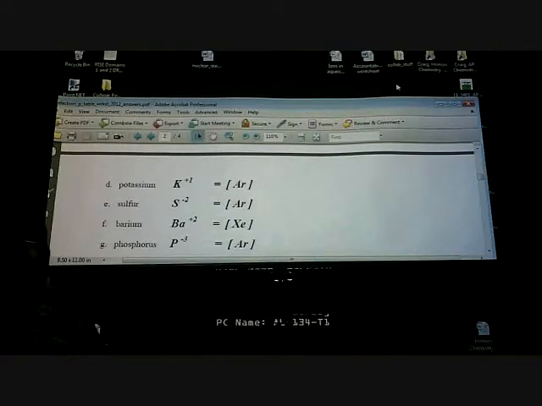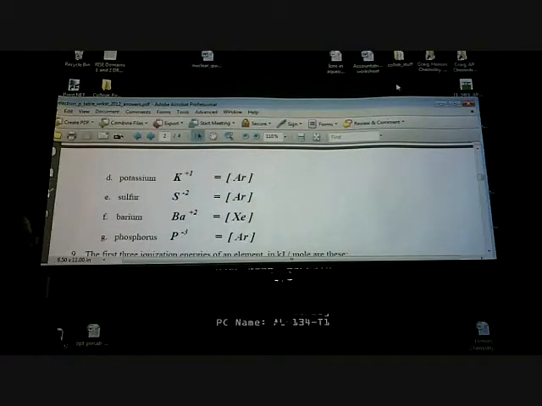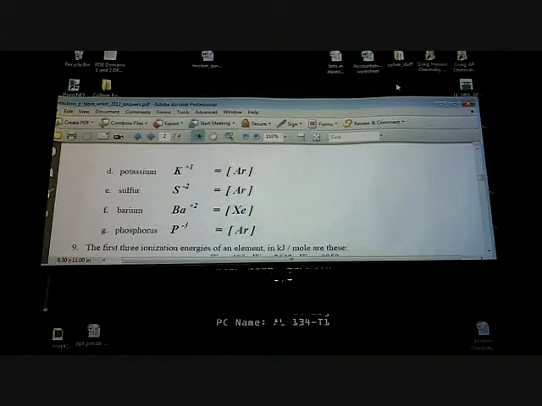Now notice that when we're doing this, you're never going to have a charge greater than +3 or less than -3 at this point. That will change later on in the year. I just want you to learn the basics. We should have this stuff down.